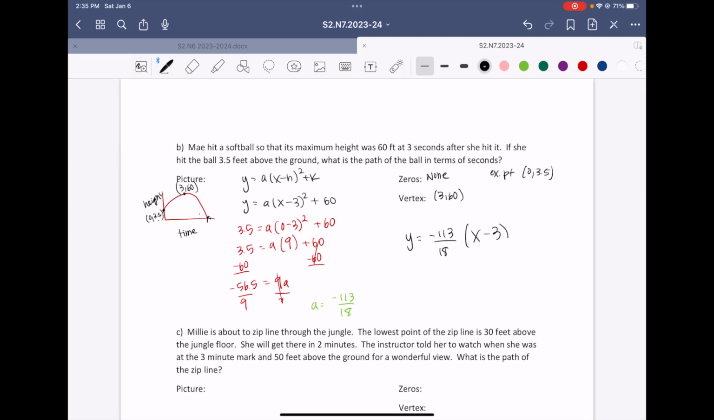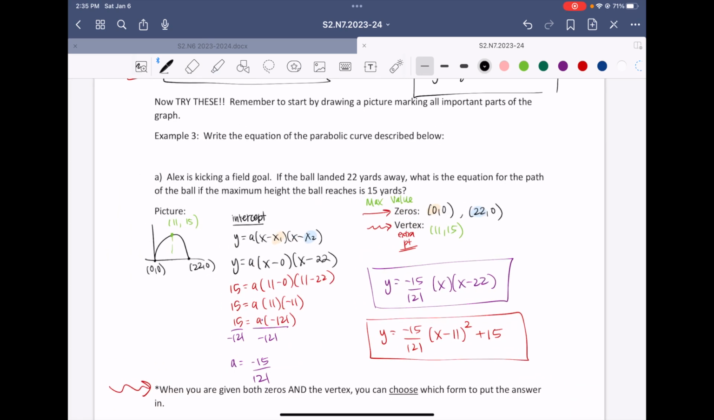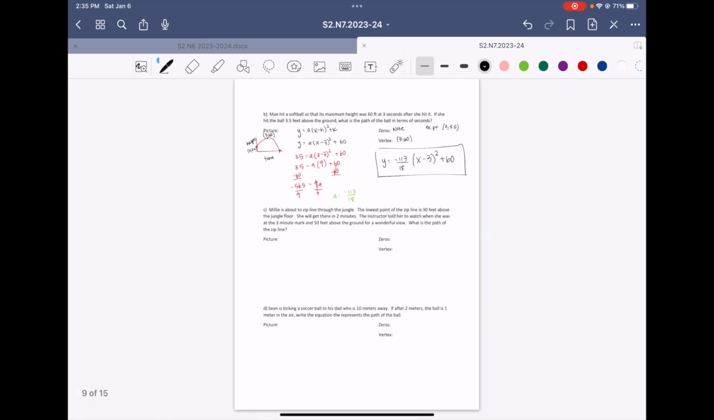So yeah, it seems to reason that a should be negative because that's what it looks like when your parabola opens down. Did we get that for part A as well? A was negative, parabola opens down, good. So if you can think of an example of when the parabola would open up, then we would expect an A value to be positive.